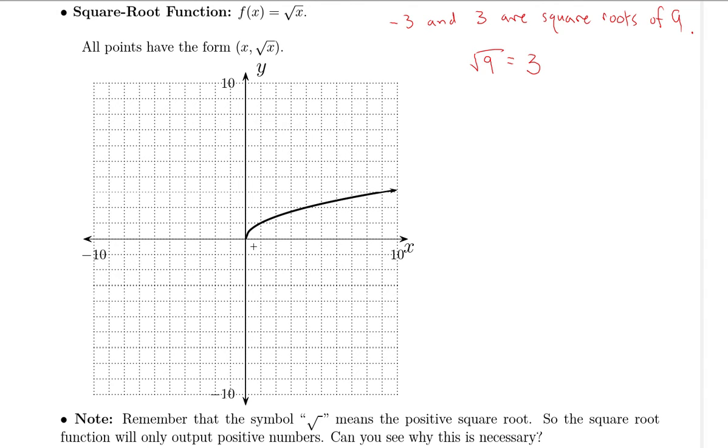And by the way, if we did start throwing negatives in there as well, then it's no longer a function, right? Because you would have one input going to 2 different outputs. So that's what we're talking about.